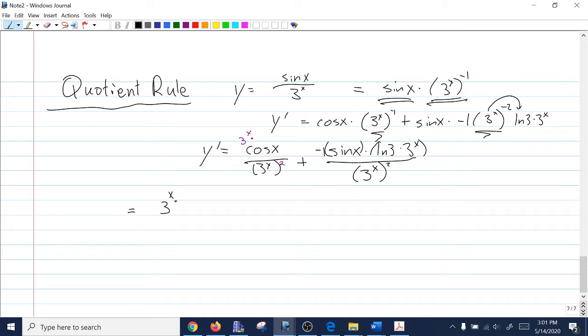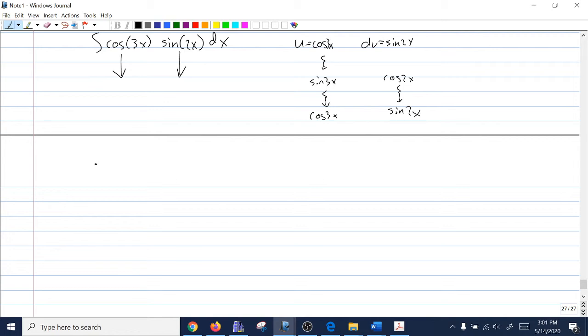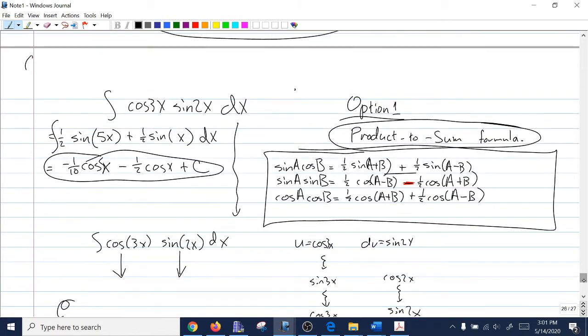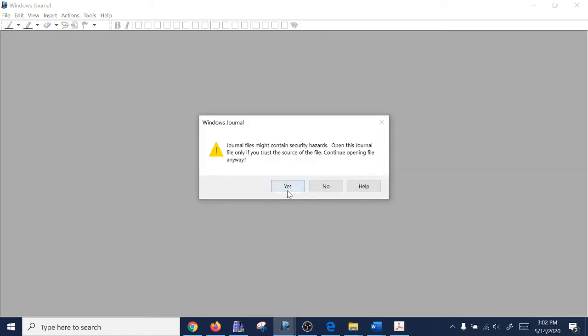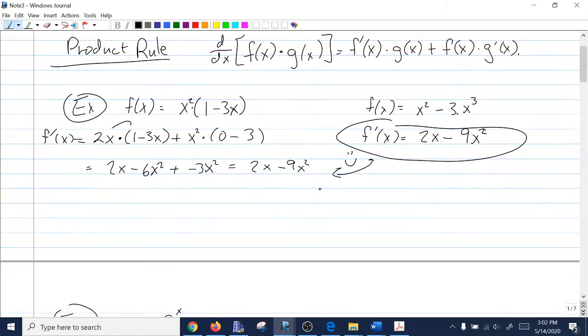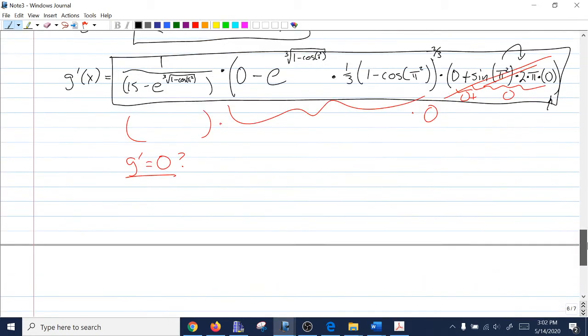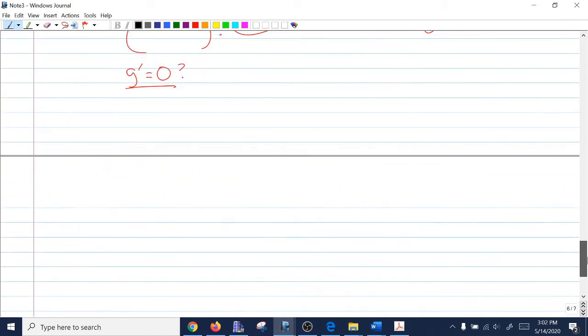I can write this as 3 to the x cosine x minus, I want to put that in the other order. I should have put the 3 to the x after. I'm going to write that as cosine x. Oh, I switched to the other window? Oh, this one crashed. I think my stylus has been working for 45 minutes straight. Oh no, I totally lost that problem.